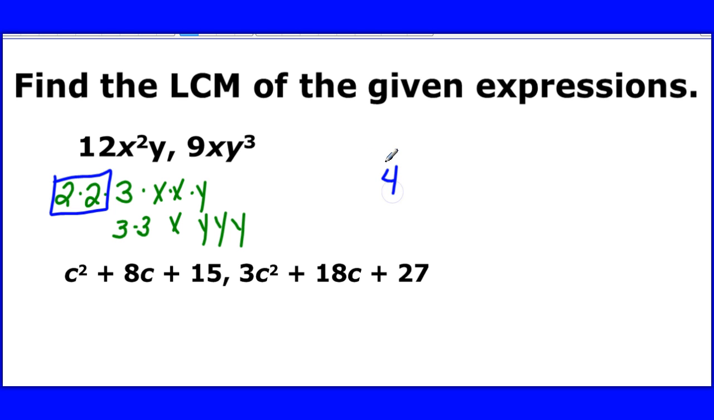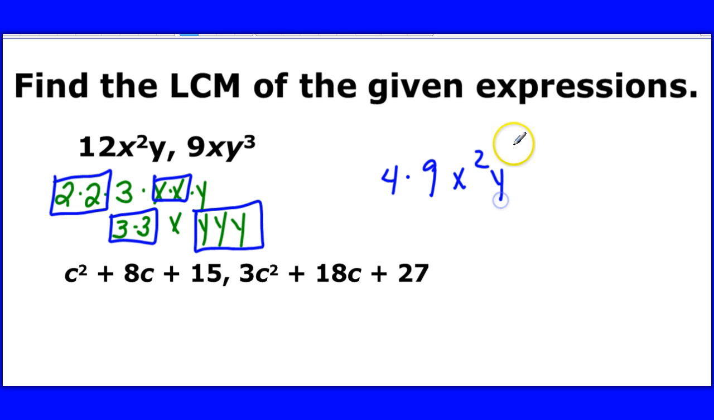That's going to be a 4. Here they have 3's in common, but this one has 2 of them, so I'm going to use that, which is a 9. X's, I'm going to use these two, so that's x squared. And y's, I'm going to use these, which is y cubed. So my least common multiple is going to be 36x²y³.